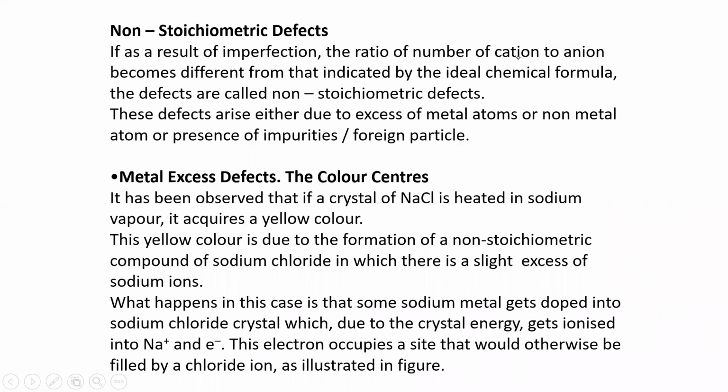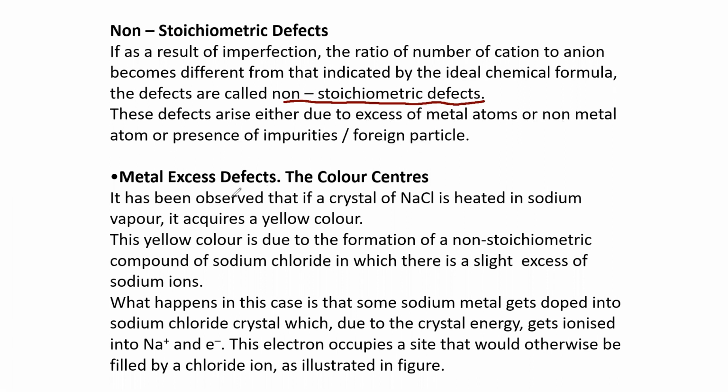Non-stoichiometric defects. We are discussing non-stoichiometric defects now. As a result of imperfection, the ratio of the number of cations to anions becomes different from that indicated by the ideal chemical formula. These defects are called non-stoichiometric defects. These defects arise either due to excess of metal atoms or non-metal atoms, or presence of impurities.